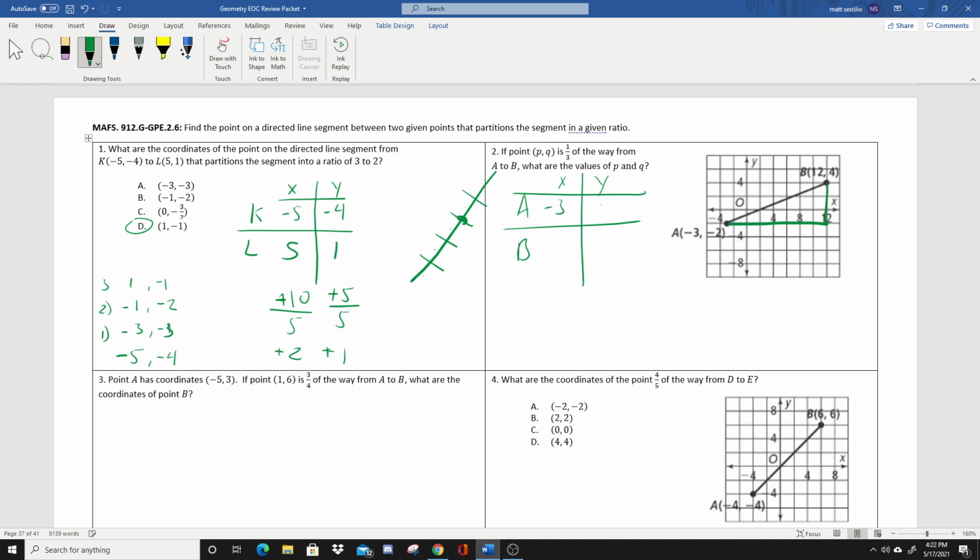A's X value is -3, Y value -2. B is 12, 4. From A to B, that's a +15. From A to B, that's a +6. It's 1/3 of the way, so divide by 3. There are 3 total parts, and we want to travel one part. That's +5, +2. So if we start at A, which is -3, -2, and we travel one part, one third, that's +5 in the X direction. So -3 plus 5 is 2. -2 plus 2 would be 0, and this would be your coordinate.